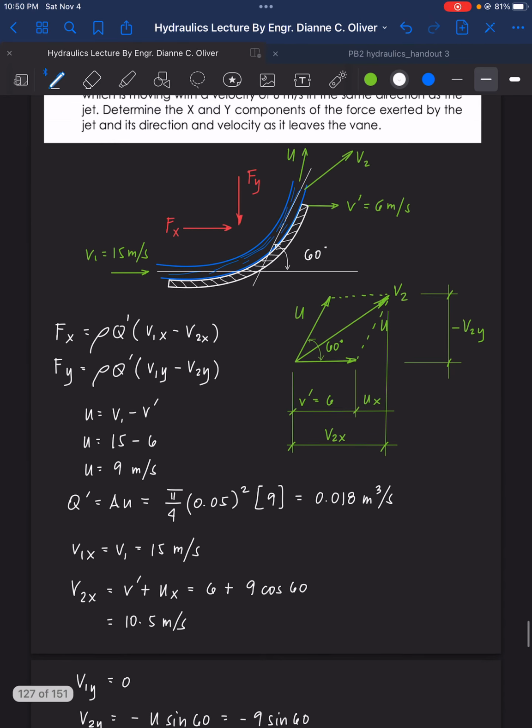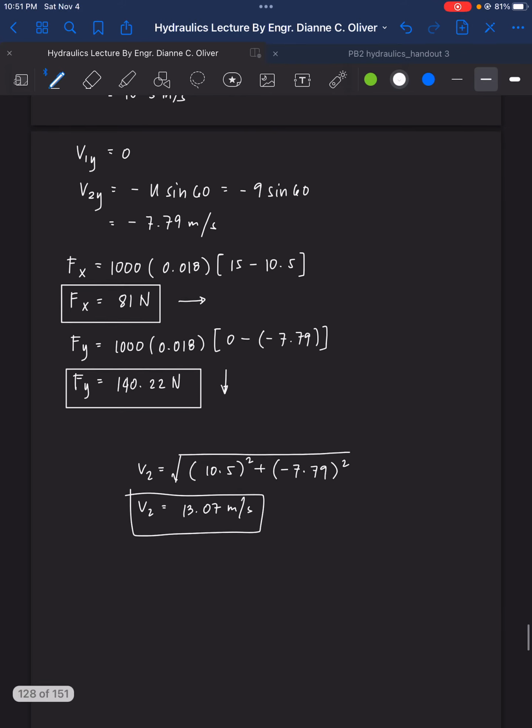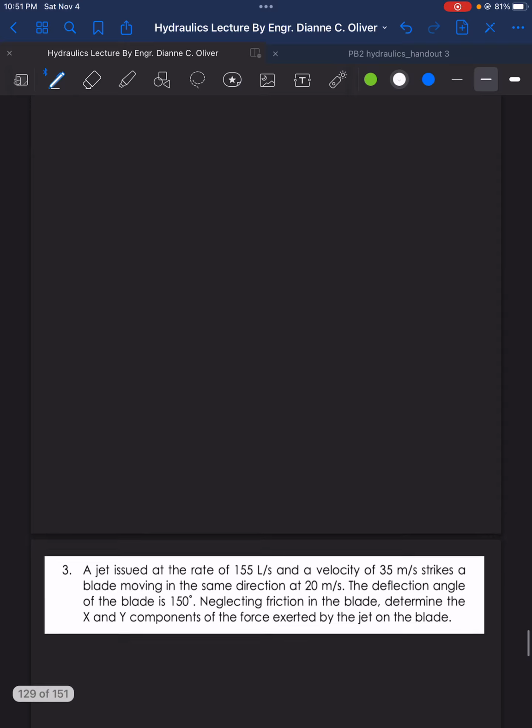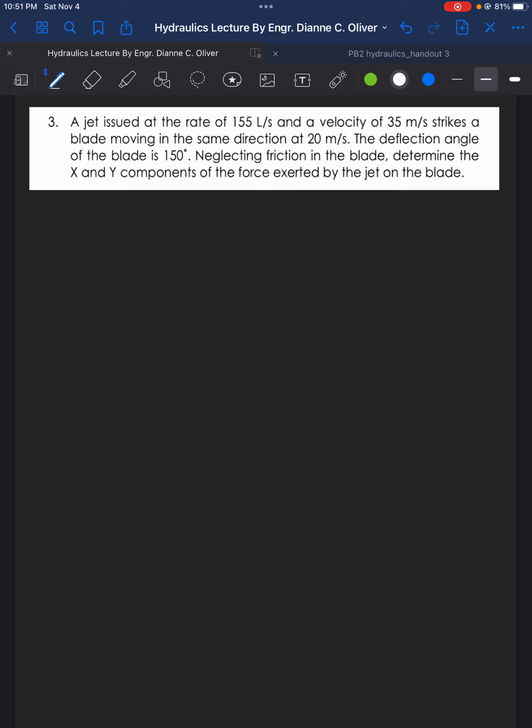Okay, so that's example number 2. Next, we'll have example number 3. A jet issued at the rate of 155 liter per second and a velocity of 35 meter per second strikes a blade moving in the same direction at 20 meter per second. The deflection angle of the blade is 150 degrees. Neglecting friction in the blade, determine the x and y components of the force exerted by the jet on the blade.